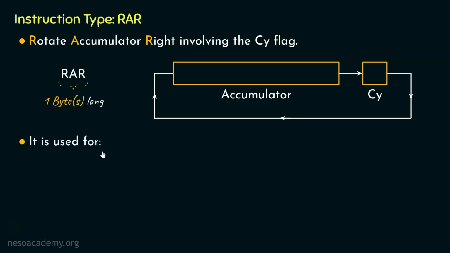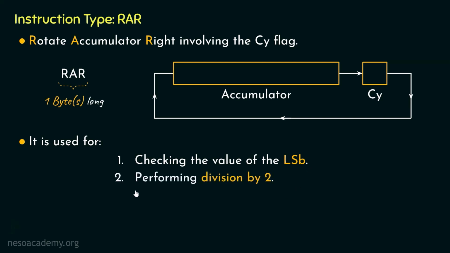And using this instruction, we can check the value of the least significant bit. The reason is the same as for the instruction type RRC. Since the least significant bit is going to be shifted to the carry flag, after the execution of the instruction, we can judge the content of the carry flag to find out the value of the least significant bit.